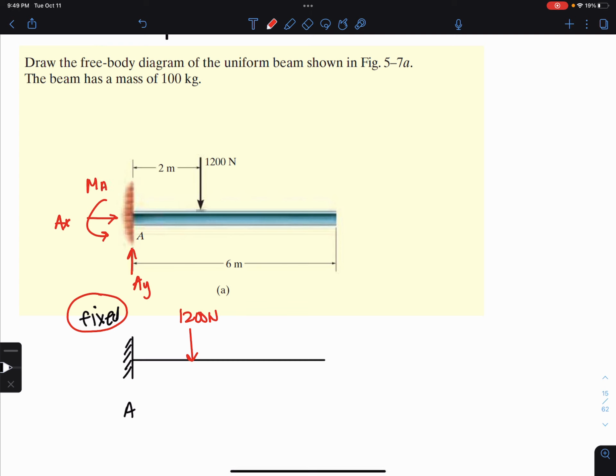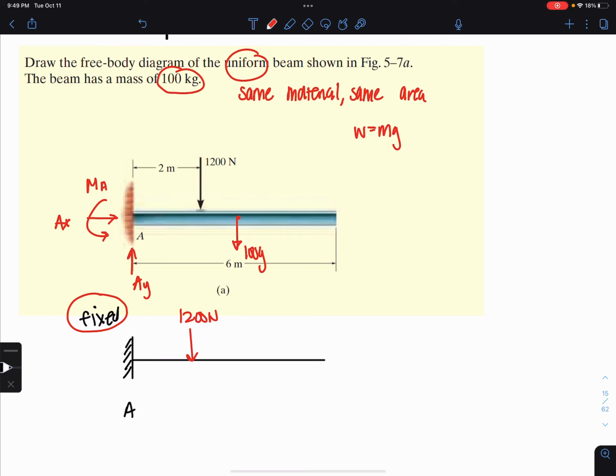Okay. Now, I also need to put the weight due to gravity on the beam. So here in the middle, at the center point, because this is uniform, which means same material, same area, I have 100 kilograms, so 100 times acceleration due to gravity, because weight is mg.